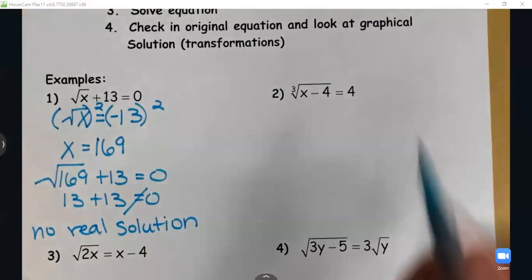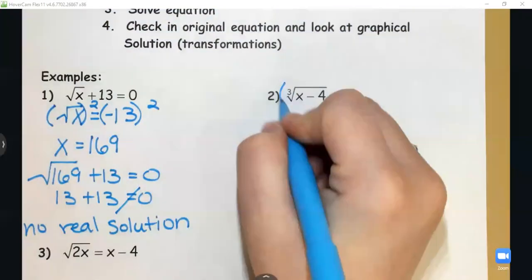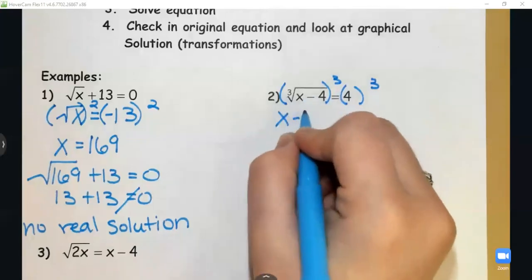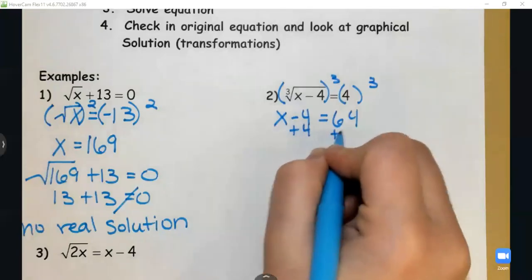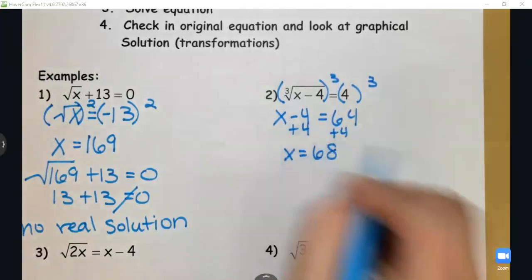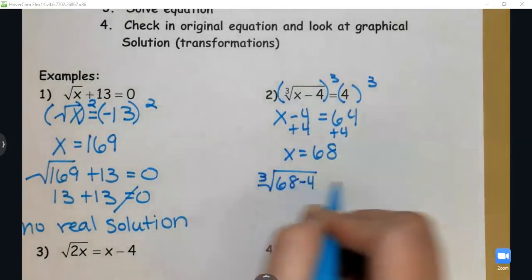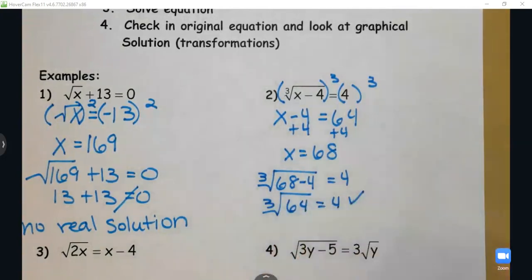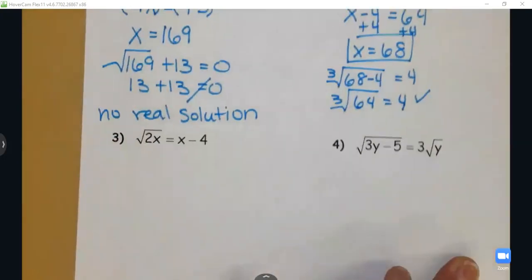Okay. Number 2, I've got the cube root of x minus 4 equals 4. So to get rid of that radical, I'm going to need to raise both sides to the 3rd power. So my radical will cancel on the left. So x minus 4 is equal to 4 to the 3rd power, which is 64. Add that 4 to both sides, and we get that x is 68. But let's plug it back in to make sure. The cube root of 68 minus 4 is the cube root of 64, which does equal 4. So this is our solution. It does work out.